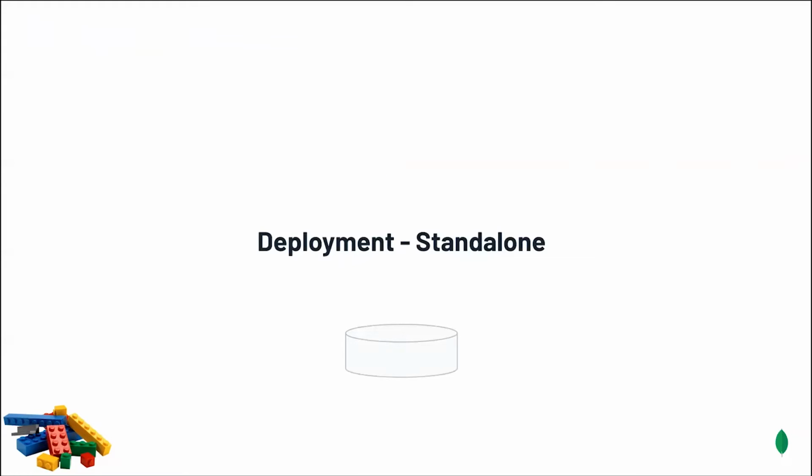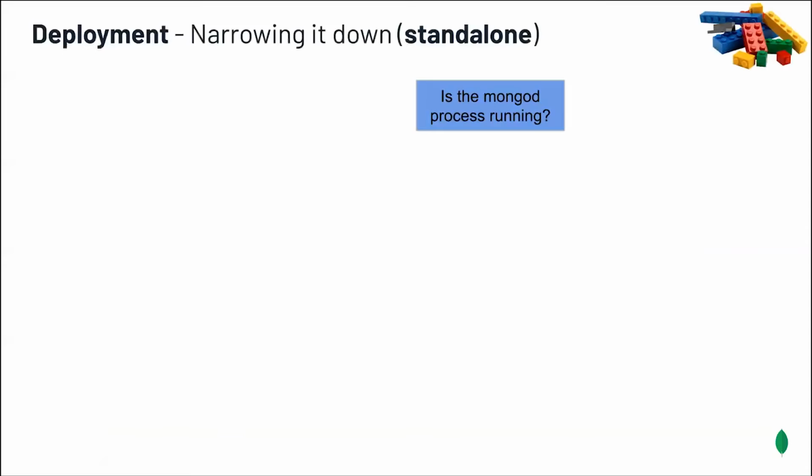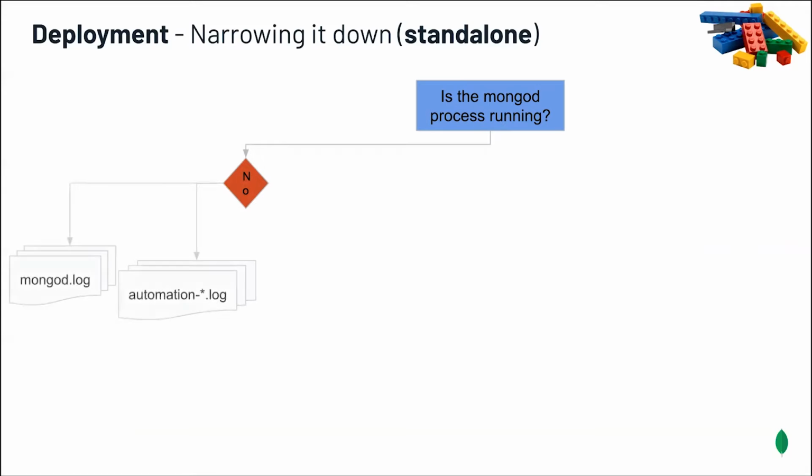After you eliminated the monitoring part, if your deployment is standalone, you need to check if the mongod process is running. If it does not run, well, that's first of all your problem. You can look in 2 places, which are mongodb.log and the automation log with some extension. You can find the clue for the problem there.